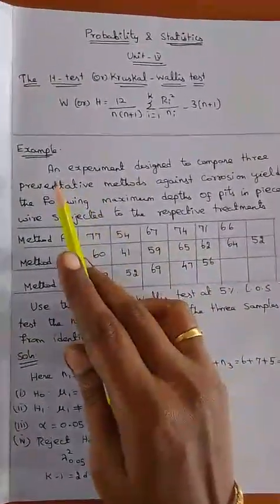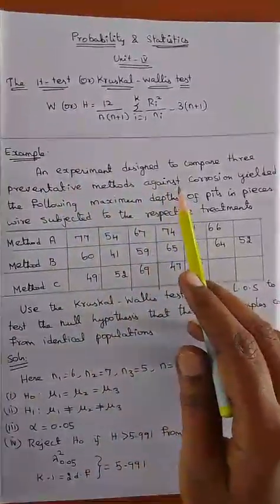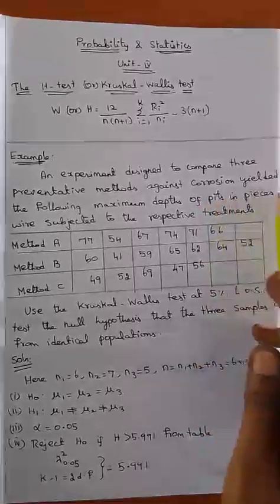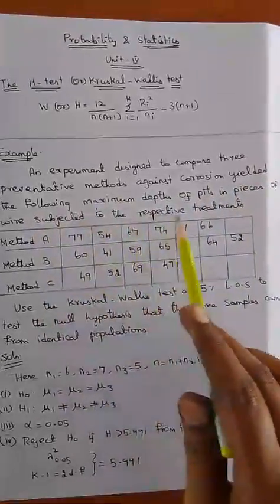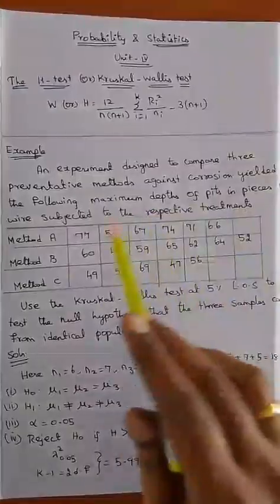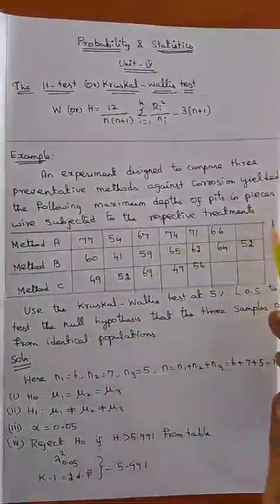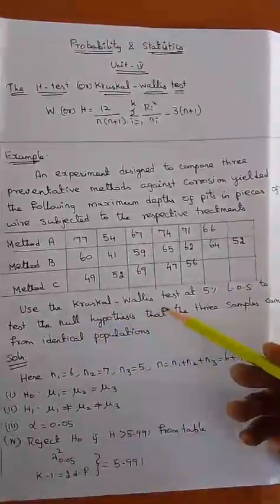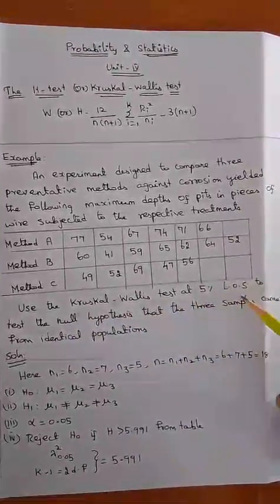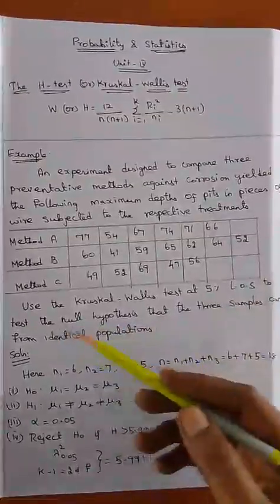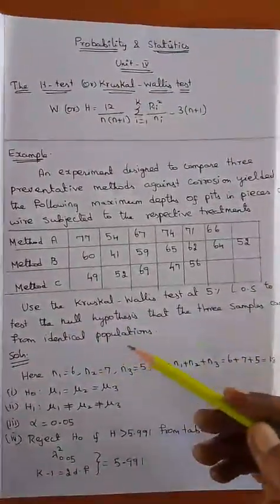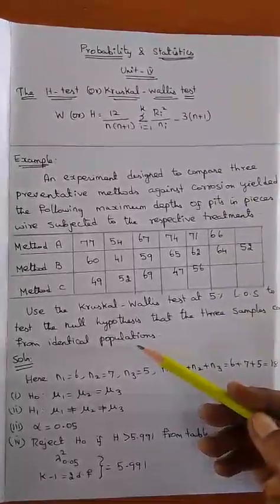So the problem is: an experiment designed to compare 3 preventative methods against corrosion yielded the following maximum depths of pits of wire subjected to the respective treatments. They give the data. Use the Kruskal-Wallis test at 5% level of significance to test the null hypothesis that the 3 samples came from identical populations.